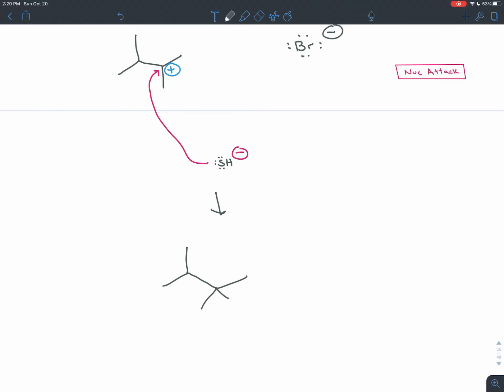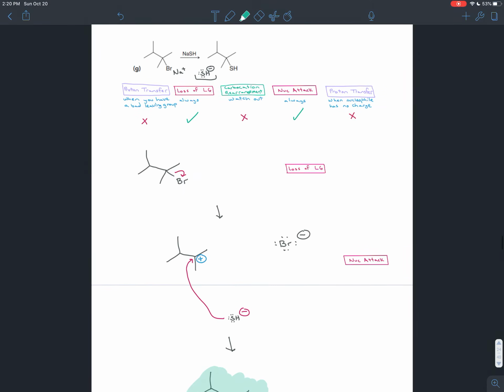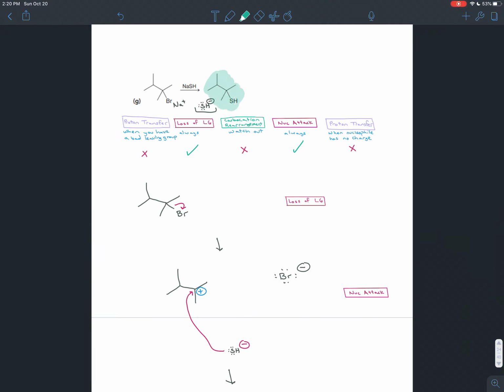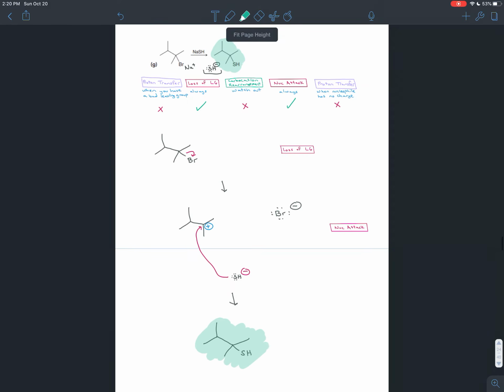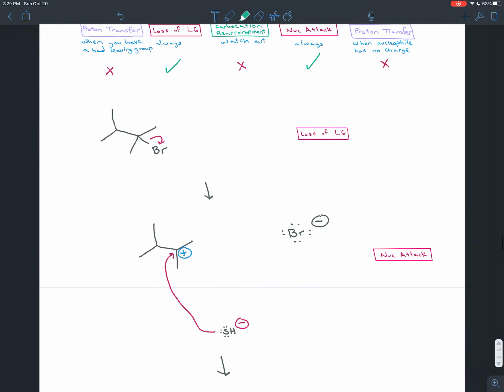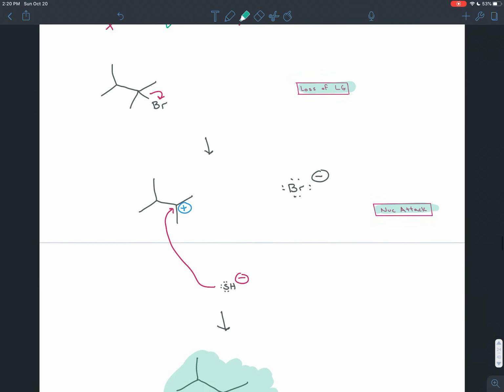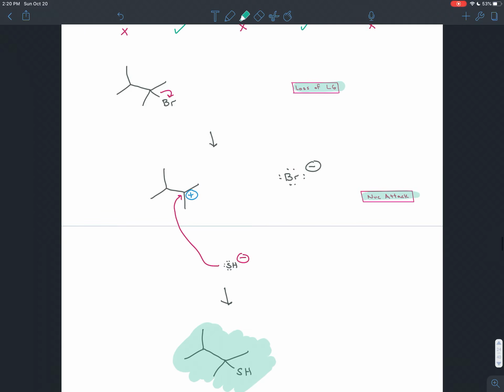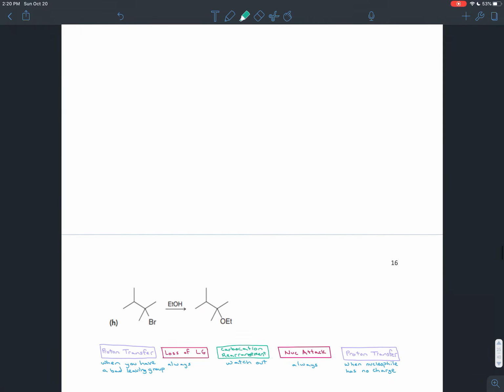And finally, we have our product. And that is that. That's the product that we were hoping to get. So that's the mechanism for this whole thing. We first looked at which of these steps we needed to include. We made sure we included them. We had loss of a leaving group and nucleophilic attack, just the standard staple bread and butter Sn1 reaction.